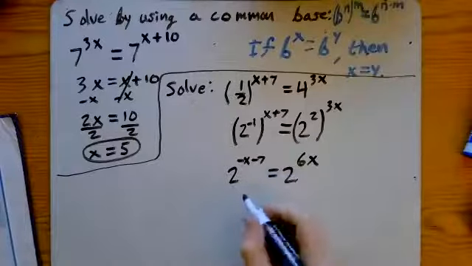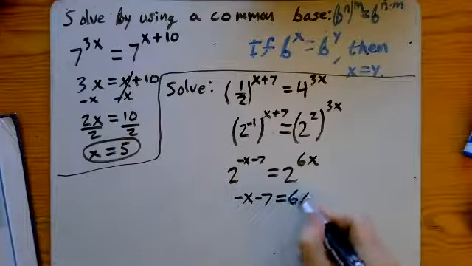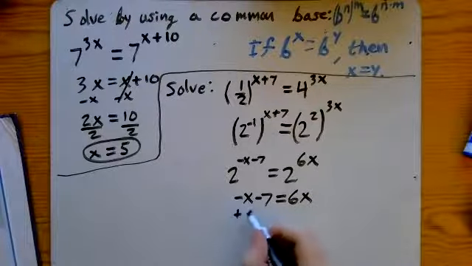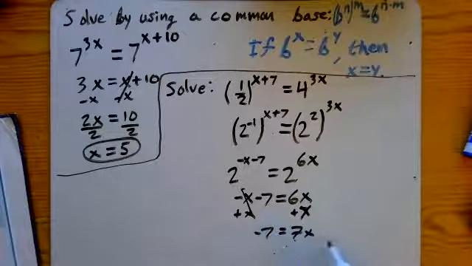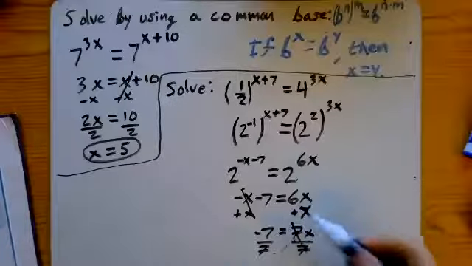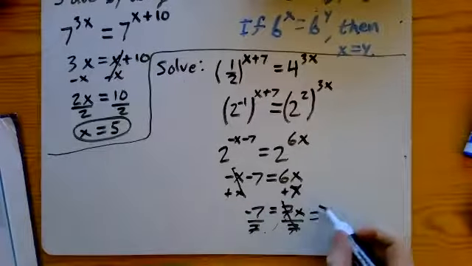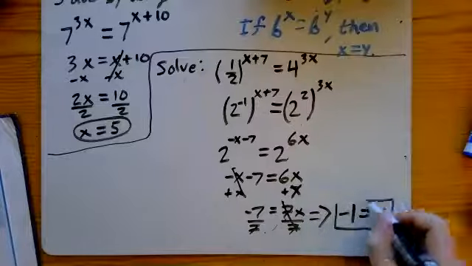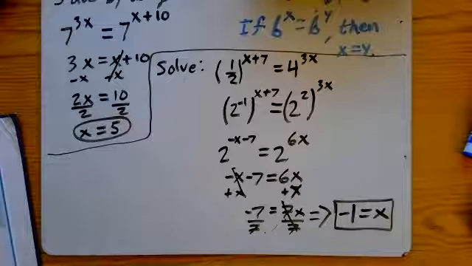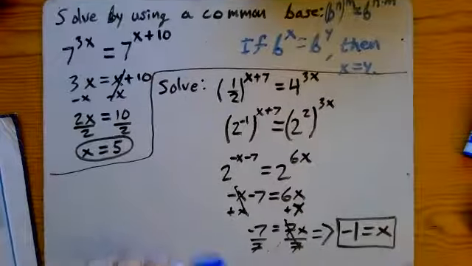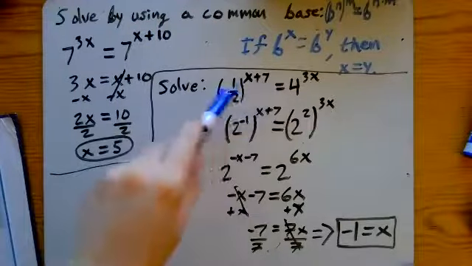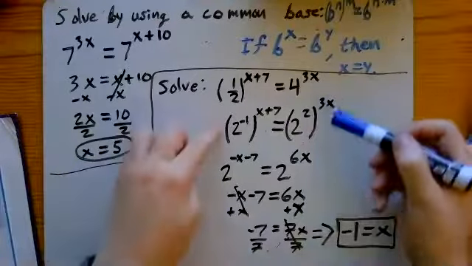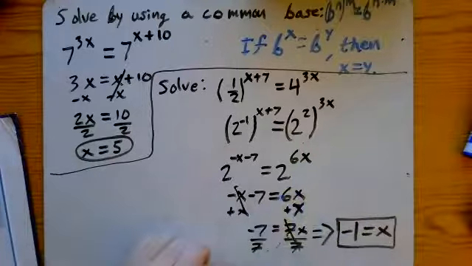Which means now we can ignore the bases and just write it as negative x minus 7 equals 6x. Now solve it like normal. Gather all of your x's on one side. 6x plus x, 7x, divide by 7. Negative 7 divided by 7 is negative 1. So x is negative 1. And there we go. So if both sides of your equation have a common base, then you can just ignore the bases, write it out. If the bases can be rewritten as the other, then rewrite them so that you have exponentials with common bases. And then you can just ignore the bases and take it from there.